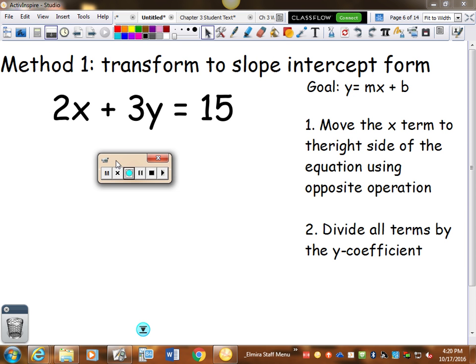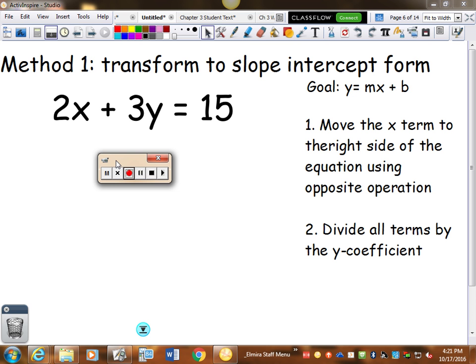Hello. Okay, so my goal for you today is to be able to find the x and y intercepts of a linear function in standard form or y-intercept form, and I want you to be able to graph them. So here we have an equation in standard form. If we wanted to graph standard form, to be honest, I would use the intercept method, which is what I'm going to show you in a few minutes.